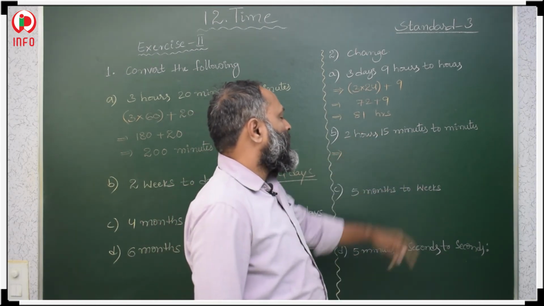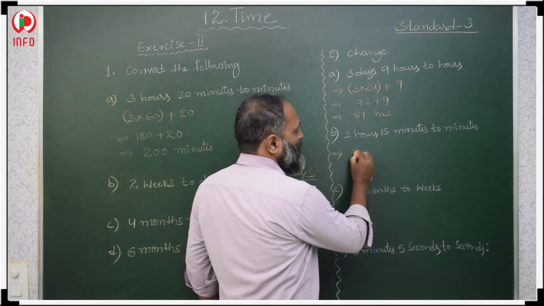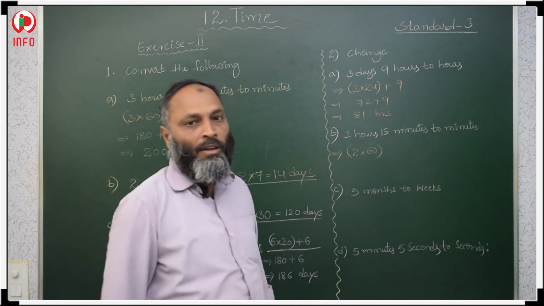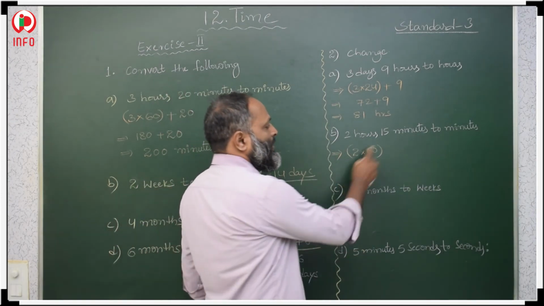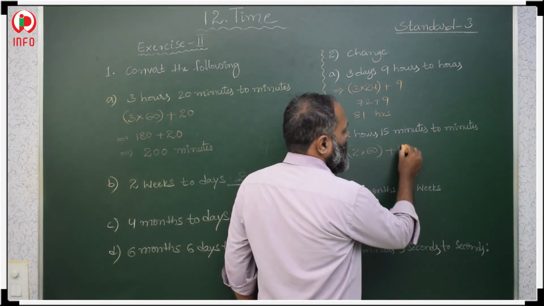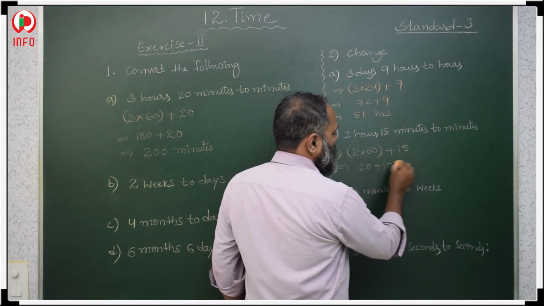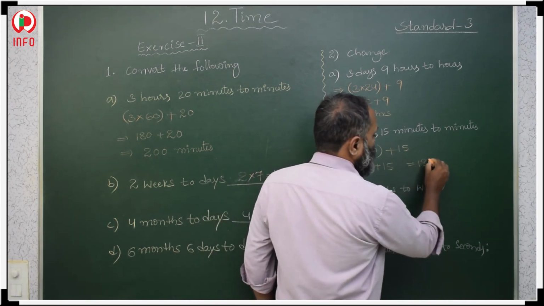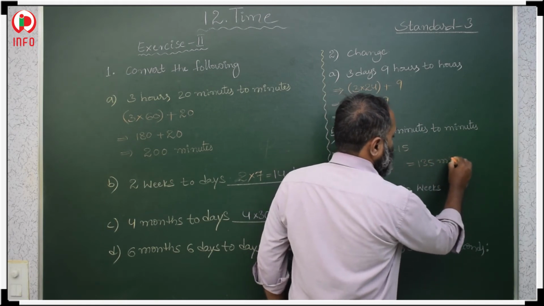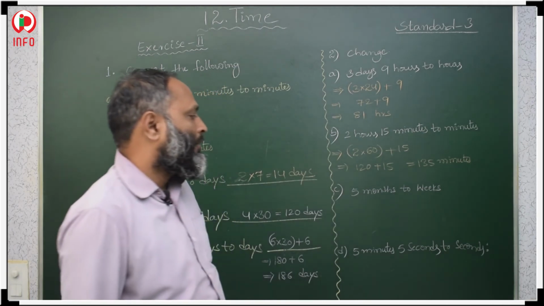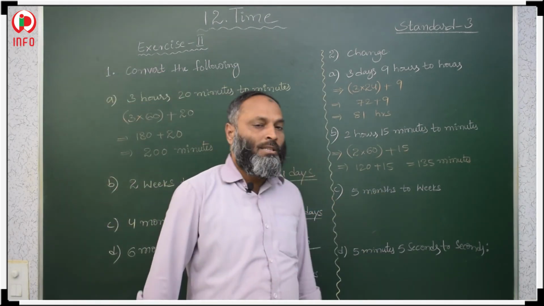2 hours 15 minutes. 2 hours means 2 into 60, 1 hour is equal to 60 minutes, we have to multiply with 60, 2 into 60 and this 15 minutes we have to add. 2 sixes are 120 plus 15, so that is 135 minutes. Then 5 months to weeks.